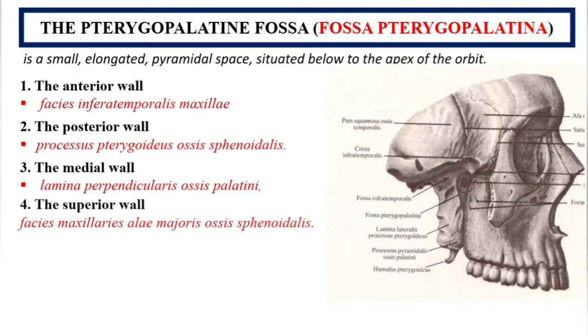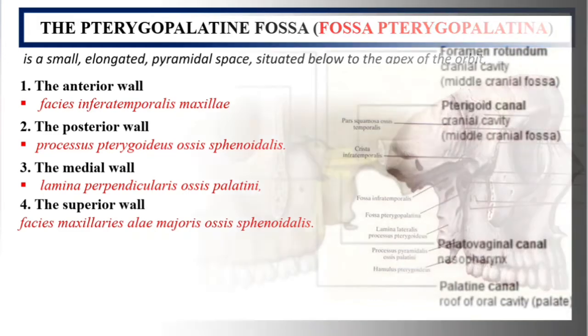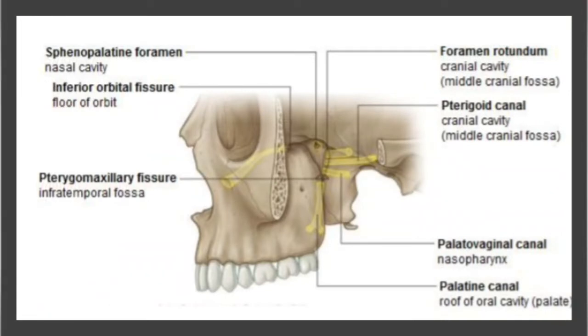The next wall is the superior wall, formed by the maxillary surface of the greater wing of the sphenoid, facies maxillaris alae majoris ossis sphenoidalis. These are some of the communications. The sphenopalatine foramen communicates with the nasal cavity. Next, you can see the inferior orbital fissure for the communication with the floor of the orbit, and the pterygomaxillary fissure for the communication with the infratemporal fossa. Here is the palatine canal for the communication with the roof of the oral cavity.